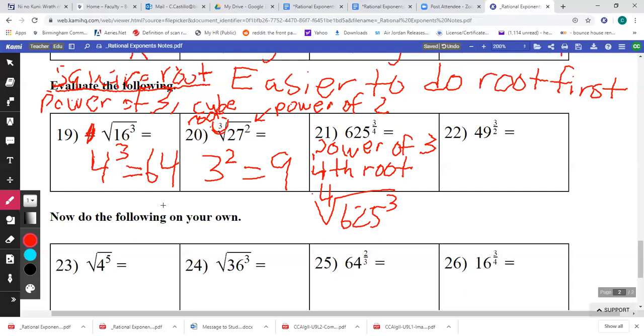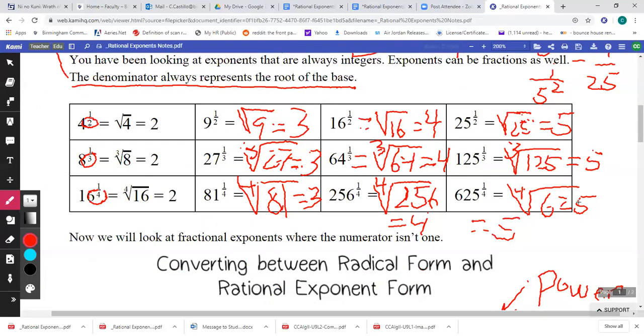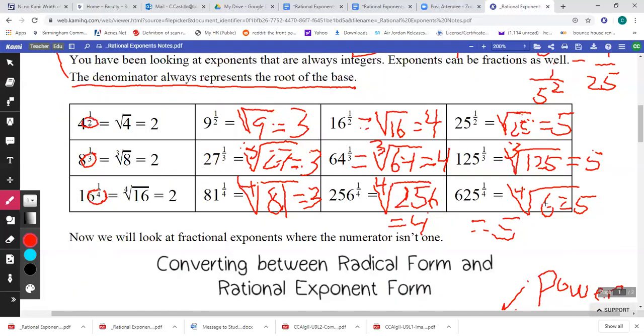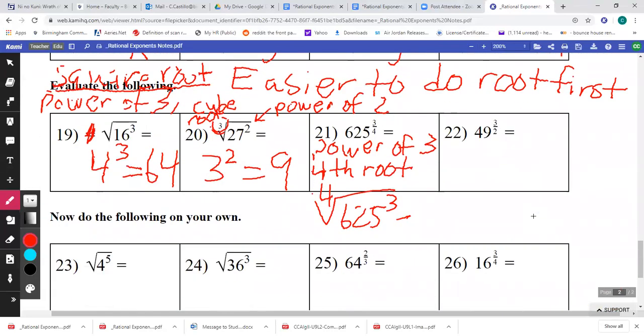Okay, so now it looks like 19 and 20. And like I said, it's always easier to do the root first. So think to yourself, what is the 4th root of 625? What number multiplied by itself 4 times is 625? This one should be easy because it ends in a 5. So even if you're having trouble, look back up here. We figured it out right here on the bottom right of the first table and the second table. The 4th root of 625 is 5. And so this is just 5 to the third. And my answer is 125.